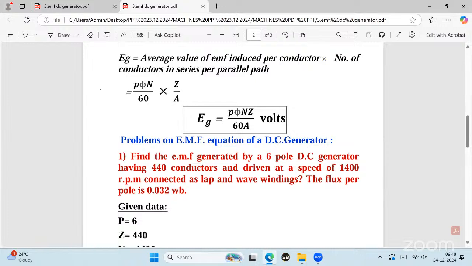So this is called EG is equal to. Now we have to do a small problem on this one. I will give one design to you.